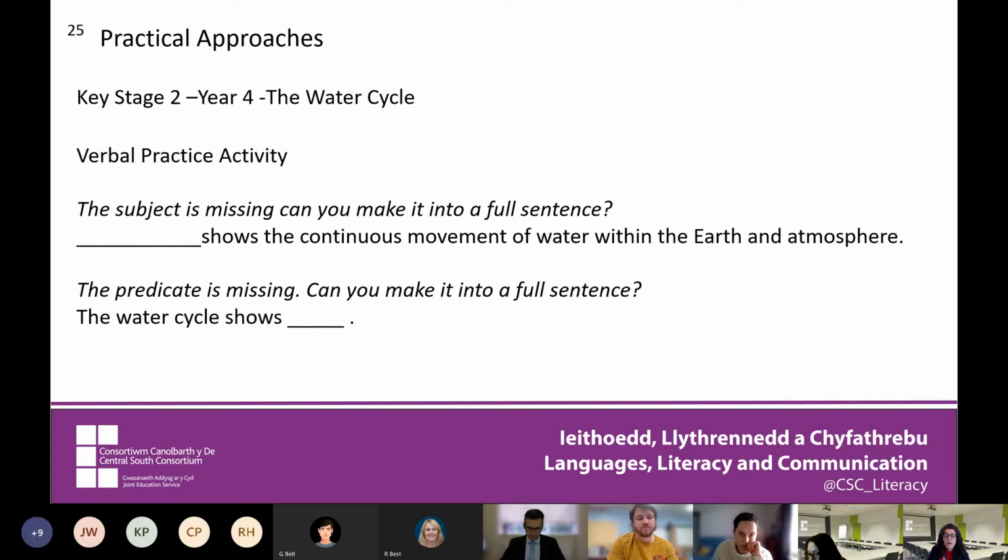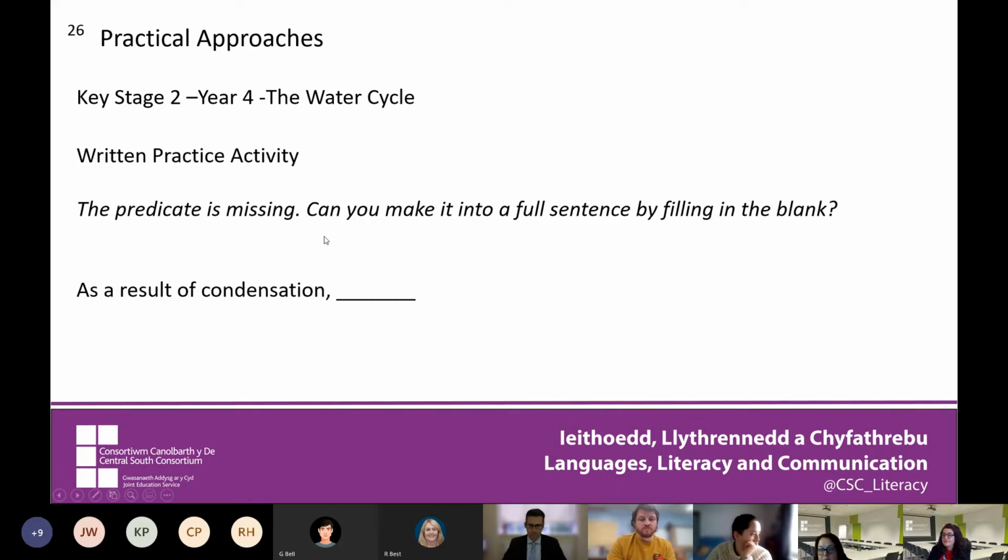Pupils are activating their prior knowledge, developing their critical thinking about the content, and simultaneously learning what constitutes a full sentence. Remember that you don't even need to use the terms subject and predicate. You could just say, what is missing to make this a full sentence, depending on where your learners are.